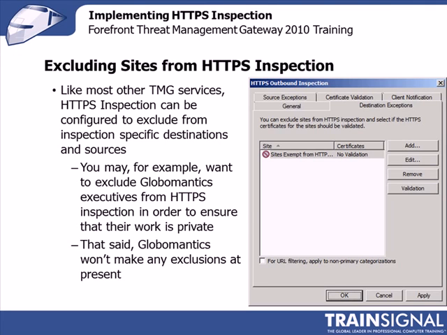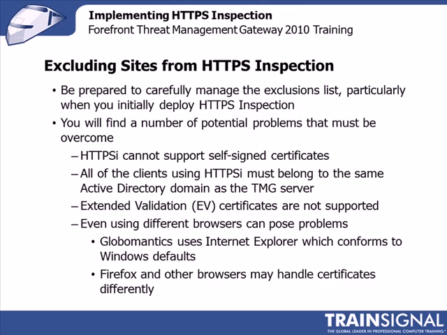Fortunately for GlobalMantics, their people are of the highest caliber and they don't have any problems, so they're not going to be making any exclusions at this point. You should, however, be prepared to carefully manage the exclusions list, particularly when you initially deploy the service. The reason is that you're going to find some things that simply won't work with the service, and you need to exclude those sites in order for your users to be able to continue to use them.